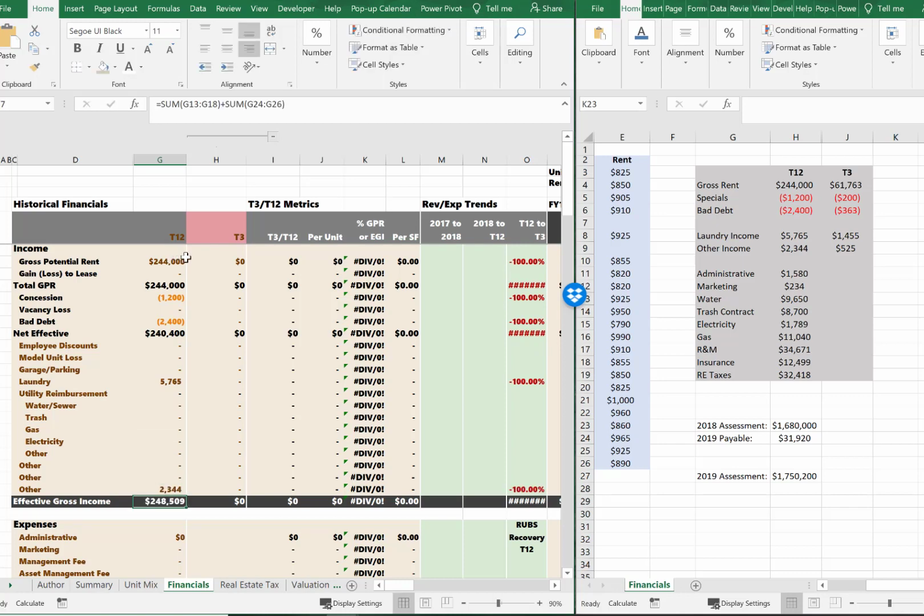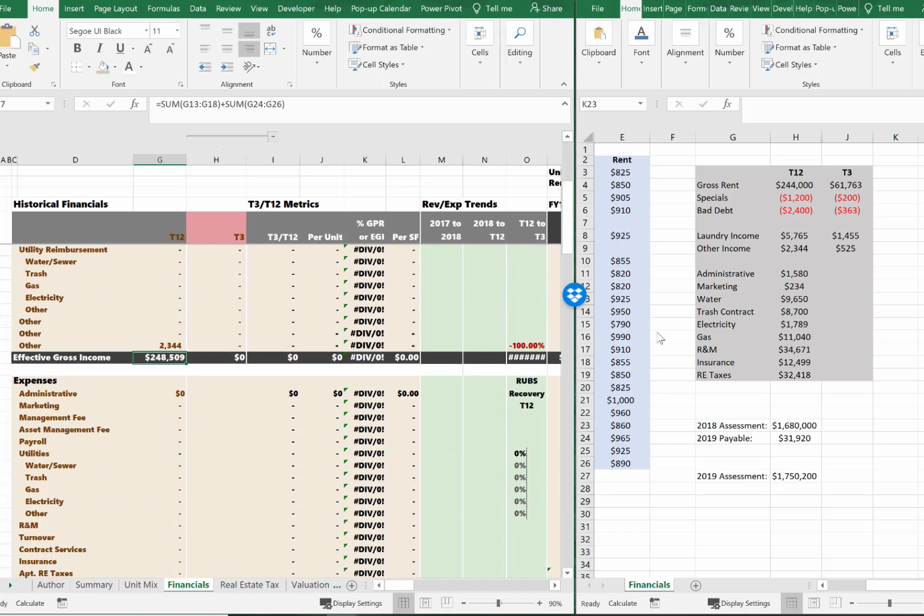And then if we go down to the expense part of it, we can enter those things in as well. So 1580 for admin, 234 for marketing. There's no management fee. That's something that we're going to have to add in our pro forma. No asset management. There's no payroll either. So water and sewer, $96.50. Trash contract is $8,700. Gas for heat is $11,040. And then electricity for common areas is $1,789.